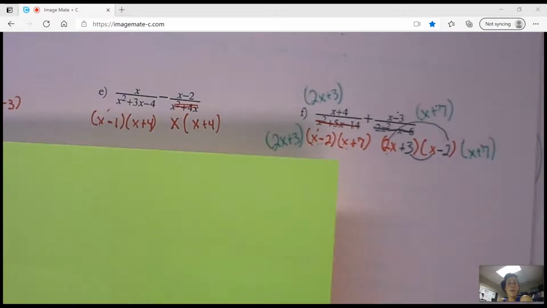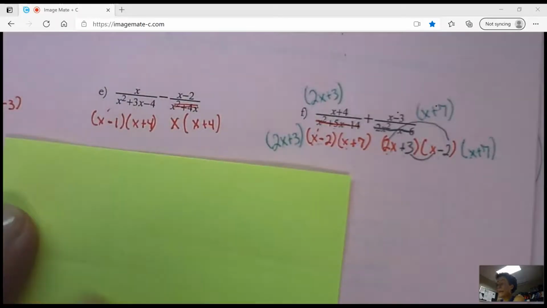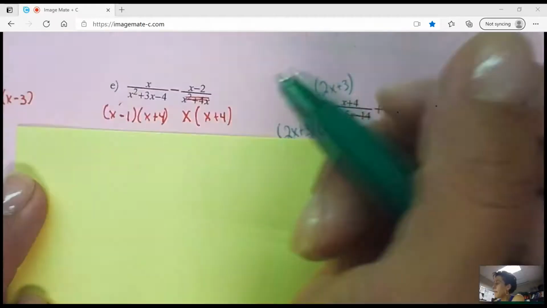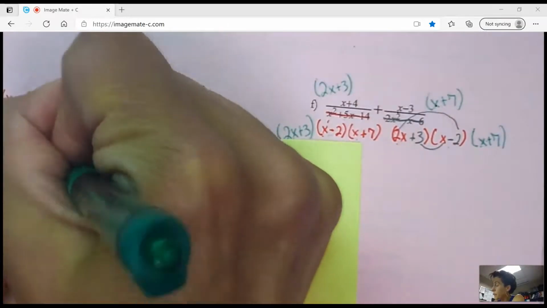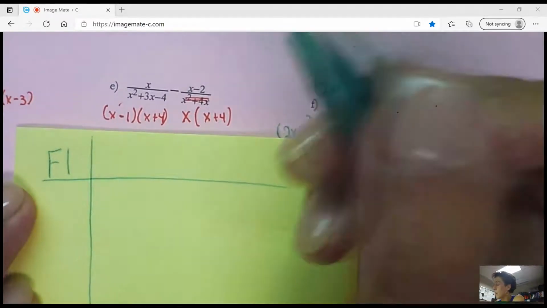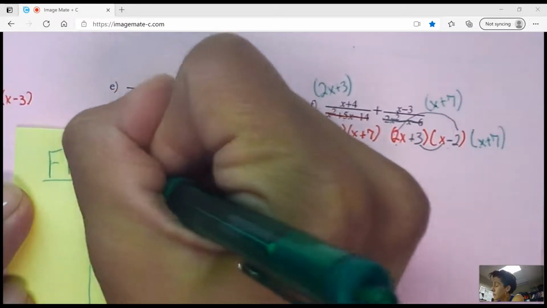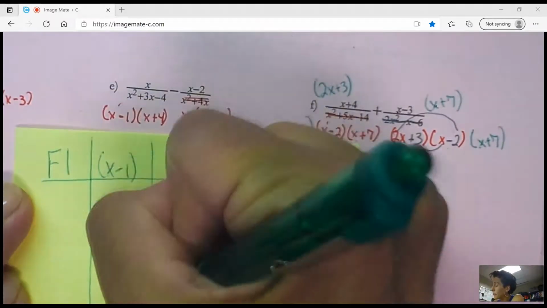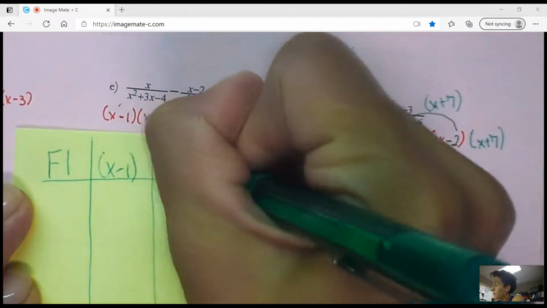All right, so we're going to pause on problem F, and again, what I want to focus on right now is just finding the least common denominator so we can add and subtract these fractions. So for problem E, I'm going to go ahead and make another one of these fraction tables. So here's fraction 1, and each factor is going to get its unique column. So this one gets x minus 1, and another column for x plus 4.